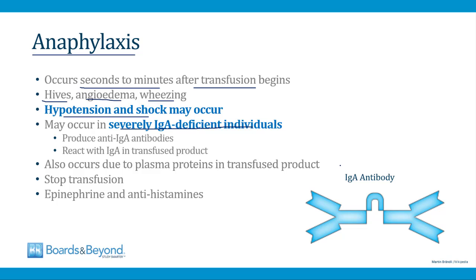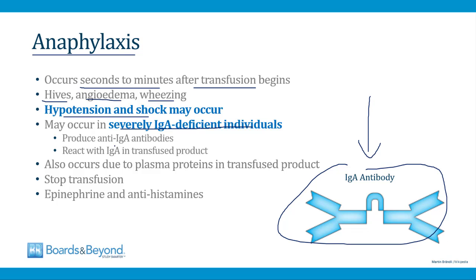We've already talked about this, but these individuals are unable to produce IgA antibodies. This doesn't create a major immunodeficiency problem, but they can develop antibodies to IgA antibodies, and those anti-IgA antibodies can react with any IgA that's in the transfused product. And so as we talked about earlier, if a patient has a known severe IgA deficiency, their red blood cells should be washed before transfusion. Besides IgA deficiency, anaphylaxis can also develop in patients simply due to an allergic reaction to plasma proteins in the transfused product. And the treatment is to stop the transfusion and then use epinephrine and antihistamines, which are the standard therapies for anaphylaxis.